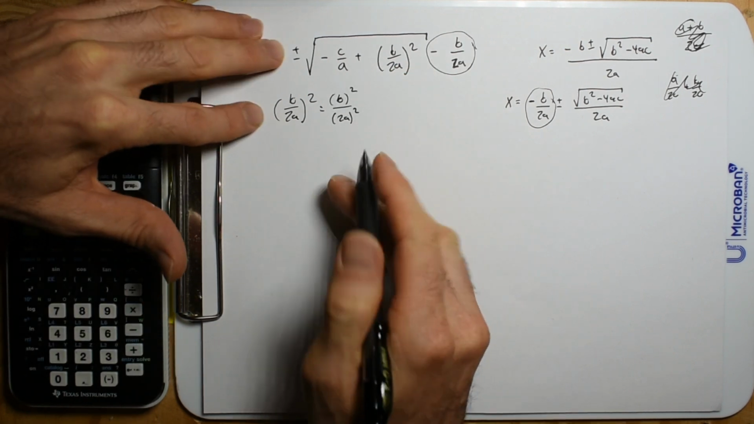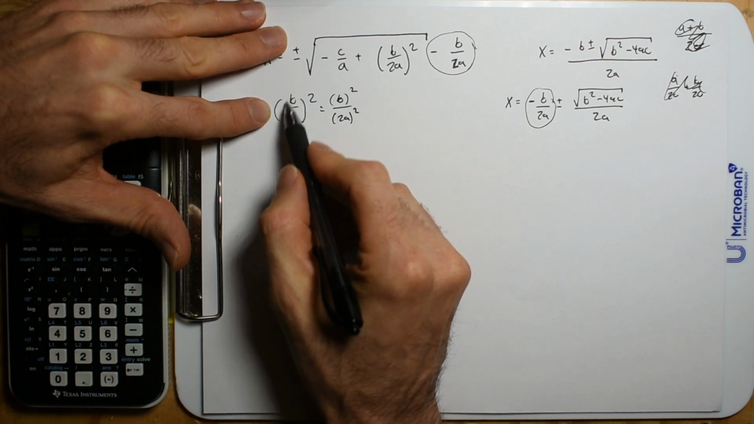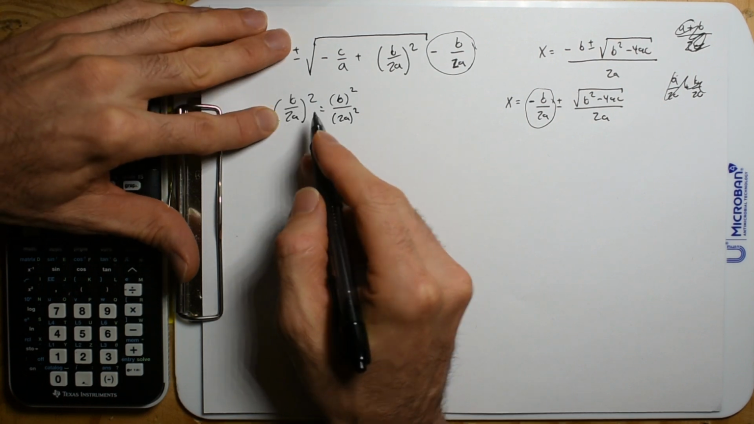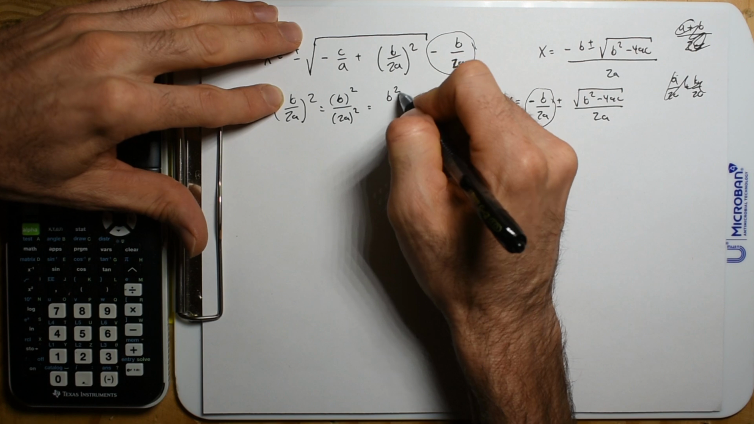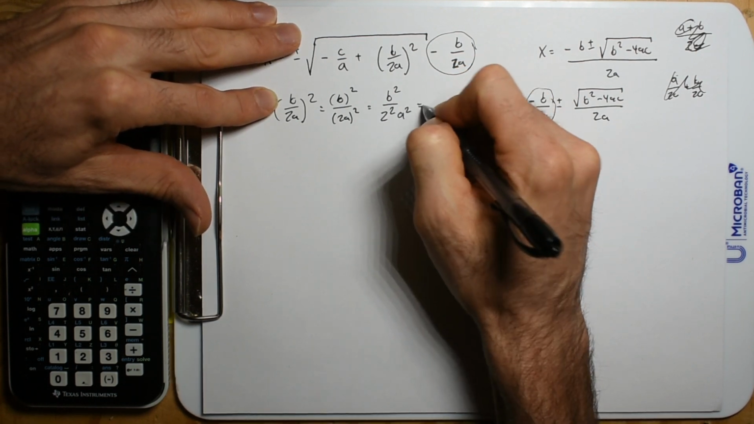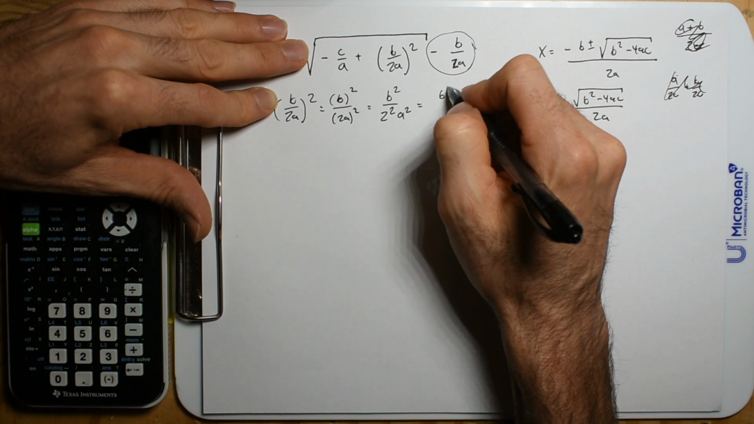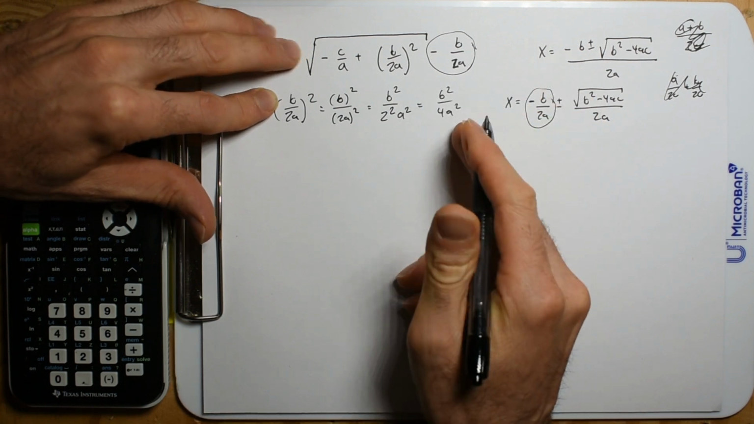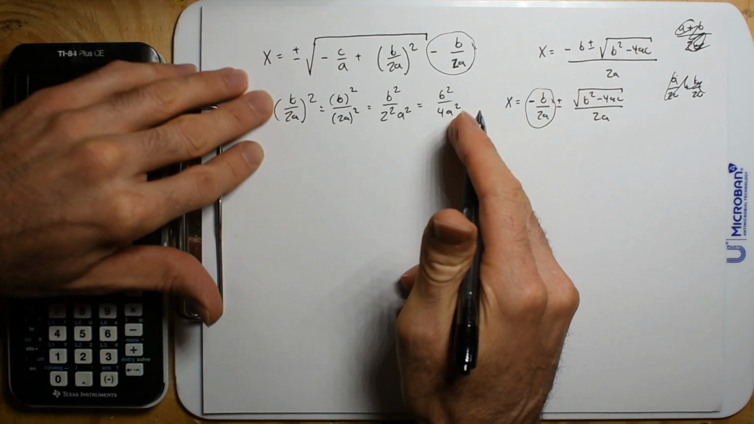Or you can just see that everything's a product. There's no addition or subtraction. So we can just say b squared, 2 squared, a squared. So that's kind of a fun way to do it. And then we can say this is b squared over 4a squared. So I think that'll be very useful.